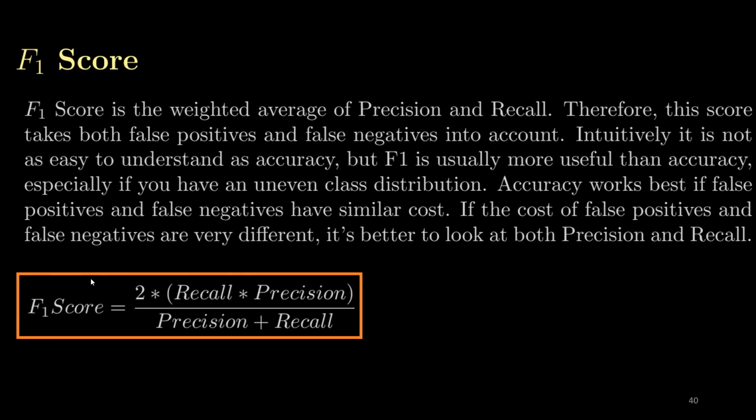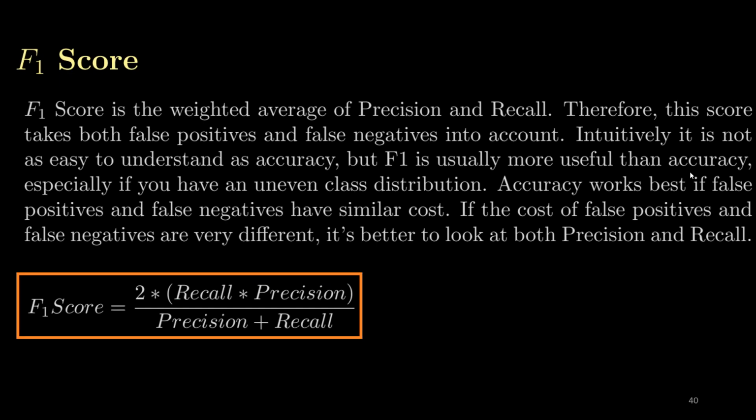So we can see that F1 score is the weighted average of precision and recall. This score takes both false positive and false negative into account. Intuitively, it is not as easy to understand as accuracy, but F1 is usually more useful than accuracy when you have uneven class distribution, that is, you have biased data. In that case, F1 score is more important than the accuracy.